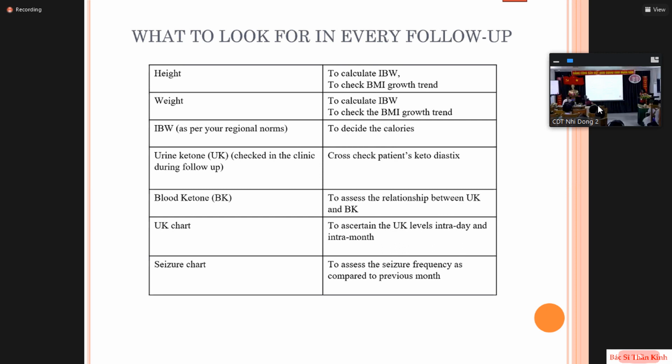We ask the patient to maintain a urine ketone chart where they note the urine ketone levels every day, and they bring this chart at the time of the follow-up every month. So this helps to ascertain the urine ketone levels intra-day and intra-month. Similarly, we also ask them to maintain a seizure chart where they note down the seizure frequency on a daily basis, and this helps to assess the seizure frequency as compared to the previous month.